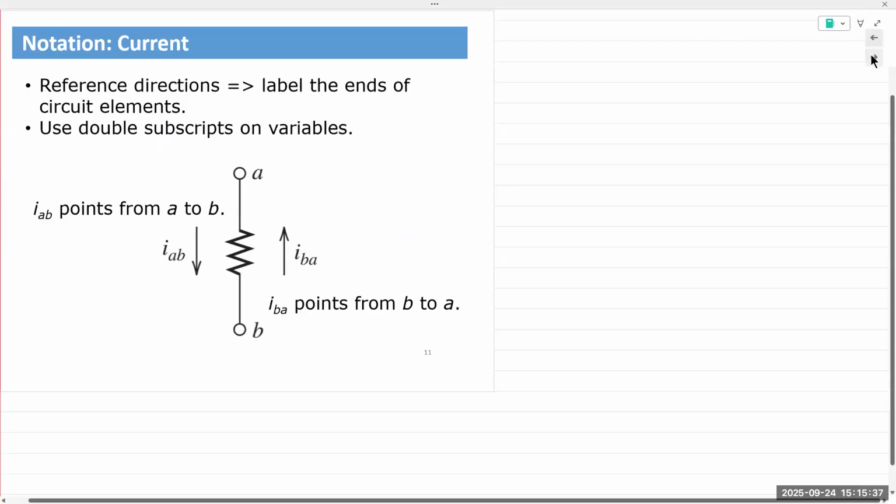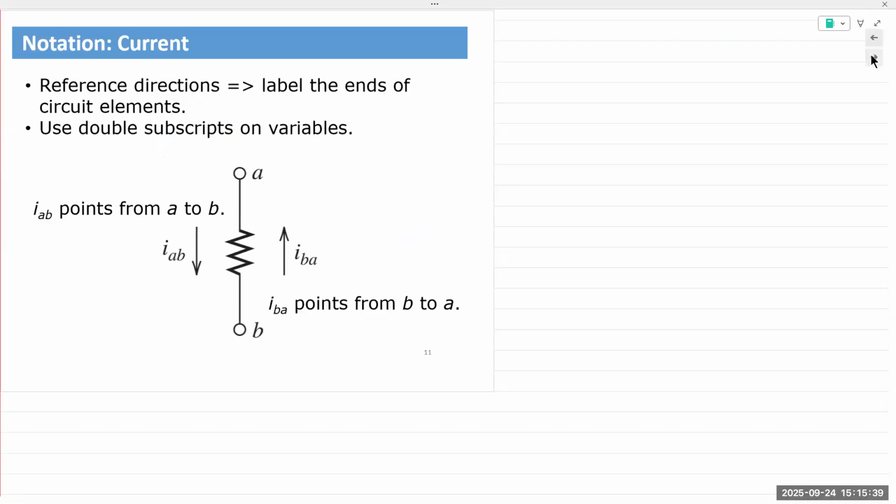Then I just want to get into a few fundamentals. This is something that you're already aware of, but it always helps to have a refresher, so this is going to go by quickly. Reference directions for both current and voltage can use single subscript or double subscript. If it's double subscript for a current, it indicates the origin point and the exit point.